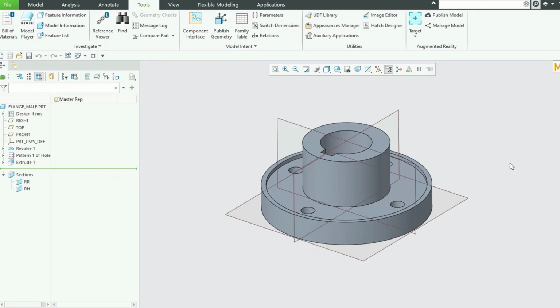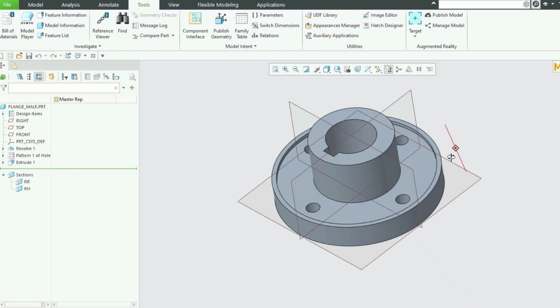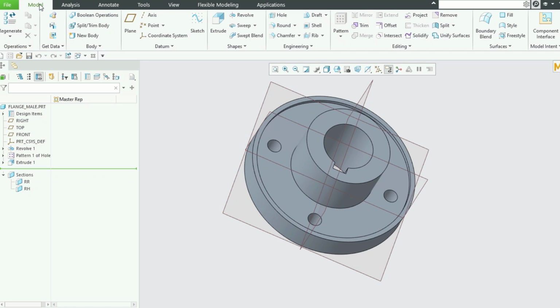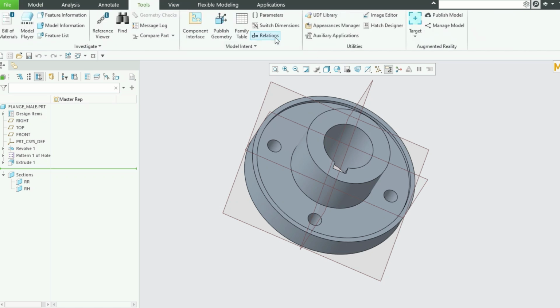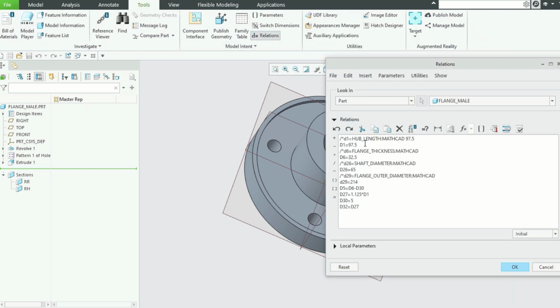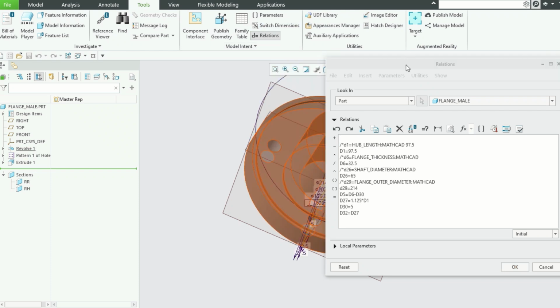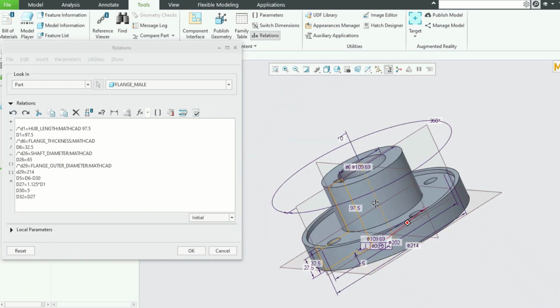Now I have created a basic 3D model with the design intents using the revolve command. And in this model, if you see the relations, I have created all the relations that link to the Mathcad. But here I have not done that. I will do it one by one. For example, let us see the dimensions here. These are all the dimensions we are going to design.